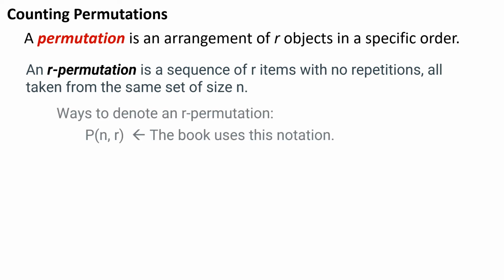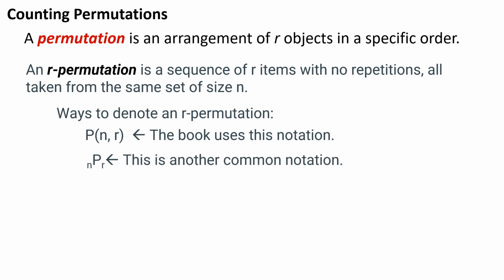Now the book denotes an r-permutation like this, with a capital P and then in parentheses two numbers. The first number is the number of objects that we can choose from, and the second number is how many actual objects are chosen to put in a certain order. So n and r. The first number represents how many objects there are all together, but the second number is how many objects are actually taken out of that set to arrange.